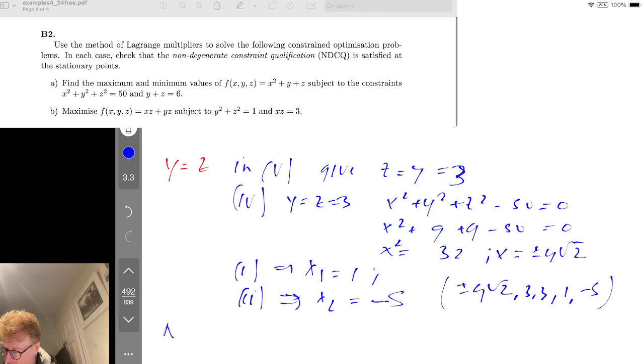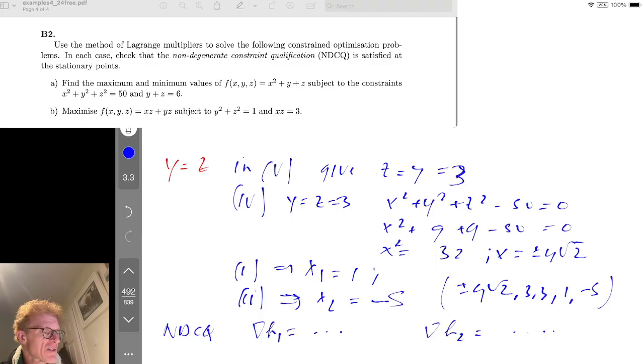So the NDCQs, the DCQs at the critical points: there are 4 critical points. You need to do the gradient of H1, evaluate it at the critical points, and the gradient of H2, evaluate at the critical points. And we're asked to maximize, so you will have to evaluate at the 4 critical points and see where the maximum is. What's the maximum? It is x squared plus y plus z.